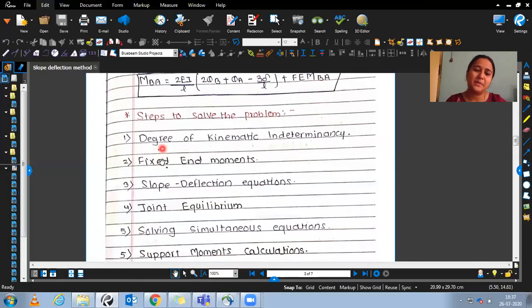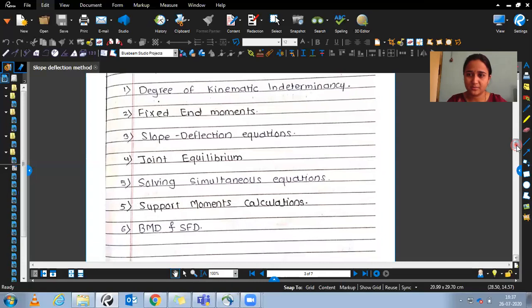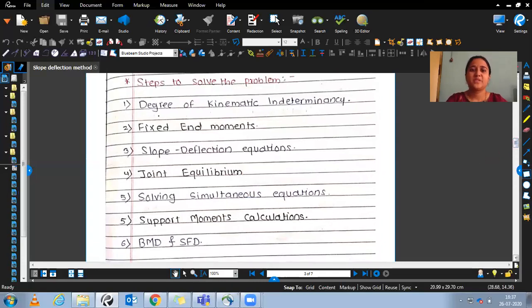Now these are the simple basic steps to solve a slope deflection problem or numerical. First we have to find out the degree of kinematic indeterminacy, meaning how many unknowns are there, and we are interested in finding those unknowns. The unknowns may be rotations at A and B, or rotation at supports, because of the support nature: fixed end, hinge, roll.